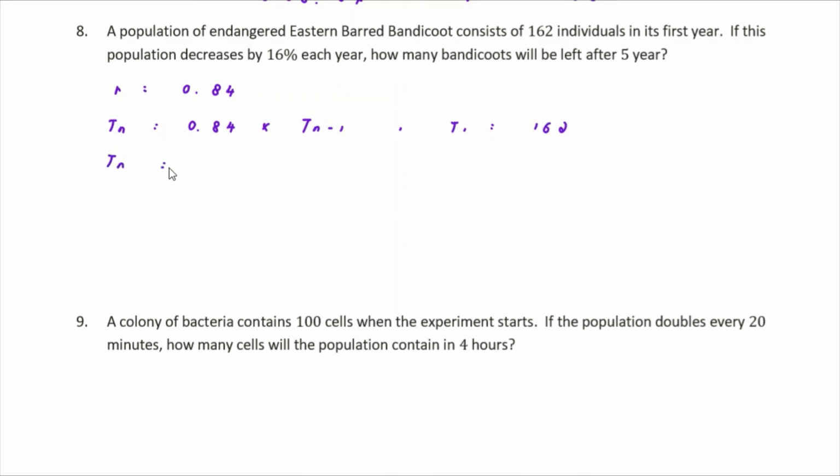Same thing, the n-th term rule. So Tn will be equal to a, in this case 162, r, the common ratio, is 0.84, then to the power of n minus 1. The question wants us to find out how many beneficiaries are left after 5 years. You need to understand the information given, because in this question they say in the first year, so T1 means the value in the first year. If you want to find after 5 years, which year is that?